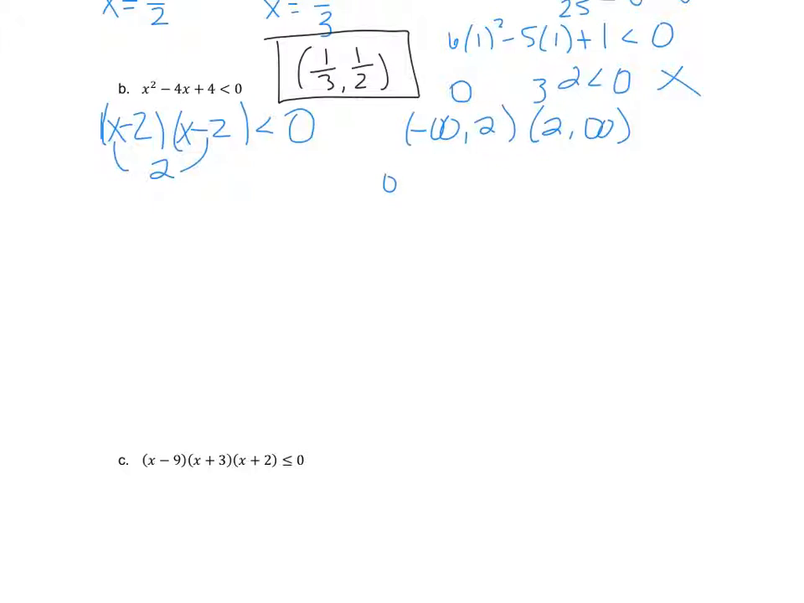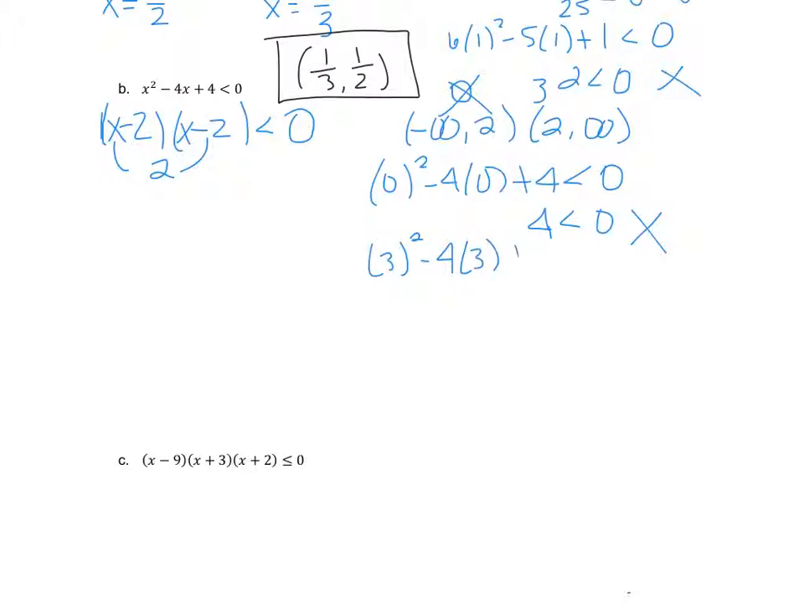So let's plug in 0. 0 squared minus 4 times 0 plus 4 is less than 0. When you work that out, you get 4 is less than 0. Is that a true or false statement? False. So we have to exclude that interval. And then I'm going to test 3 now. 3 squared minus 4 times 3 plus 4 is less than 0.